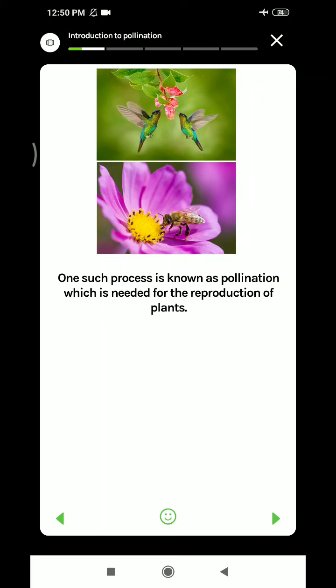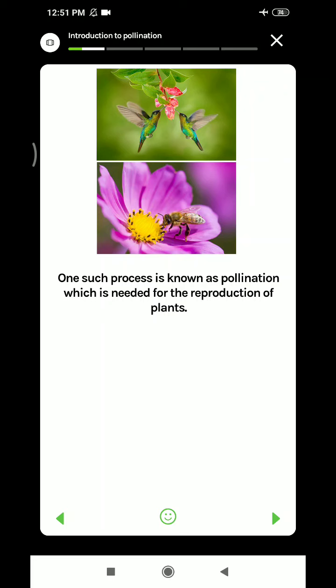So what is pollination? The process of transfer of pollen grains from the anther to the stigma of the same flower or a different flower of the same type of plant is known as pollination. The definition we will understand later on. Now you understand what steps are needed for reproduction. The second one is fertilization. It is the process of fusion of male and female gametes to produce offsprings.